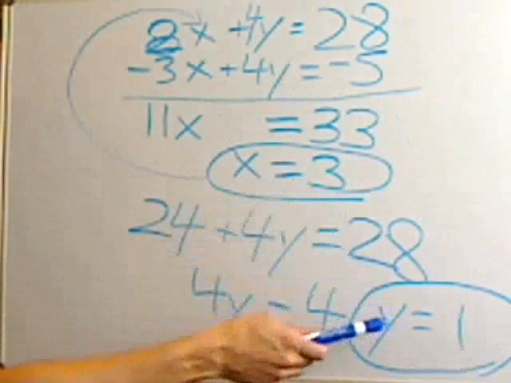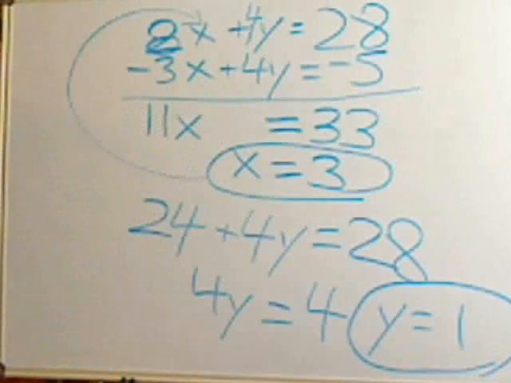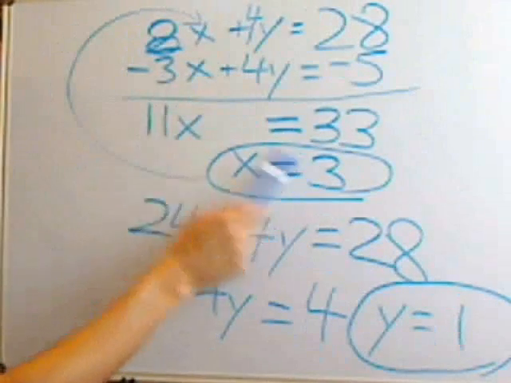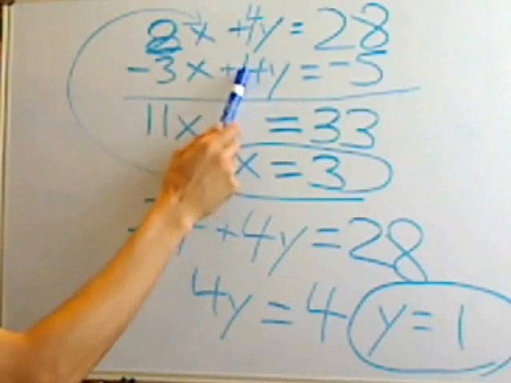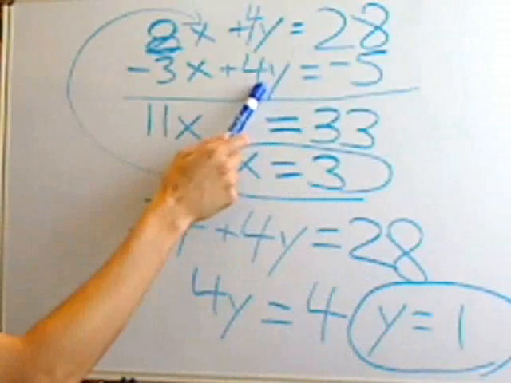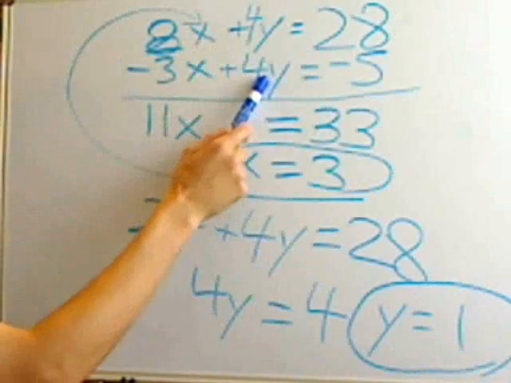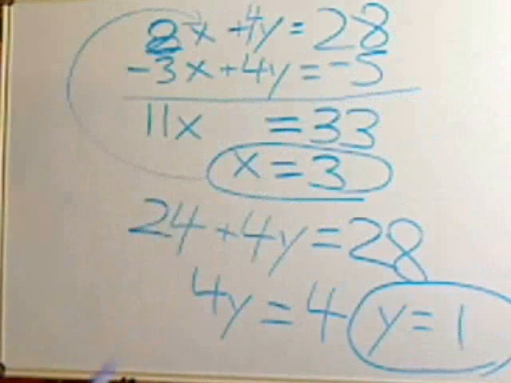We solved for both x and y, and you can plug both of these back into these equations here, and you'll see that they'll work out. We'll just plug these into the second one here. Negative 3x, so negative 3 times 3 is minus 9, plus 4y. y is 1, so 4 times 1 is 4. So we have minus 9 plus 4. Minus 9 plus 4 is in fact minus 5, so it works out.